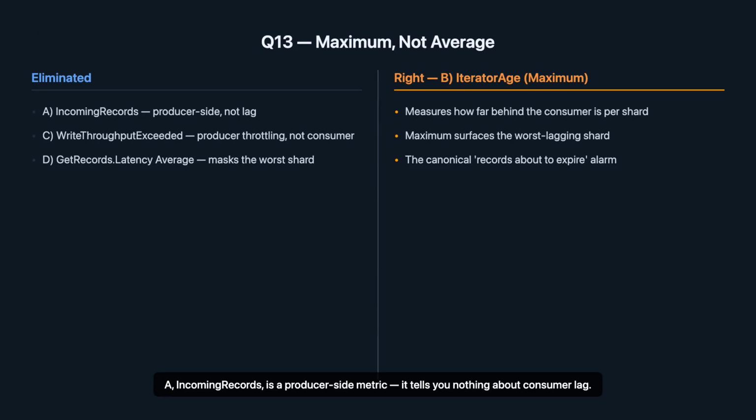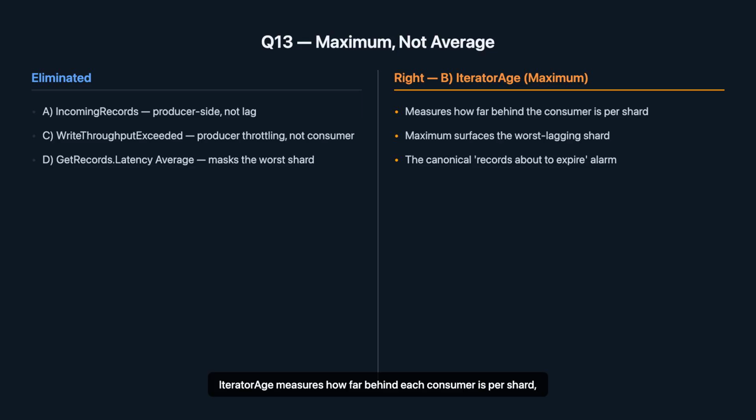Incoming records is a producer-side metric. It tells you nothing about consumer lag. C. Write provision throughput exceeded is producer throttling, not consumer. D. Get records latency with average would mask the worst lagging shard exactly when it matters most. That leaves B. IteratorAge milliseconds with maximum.